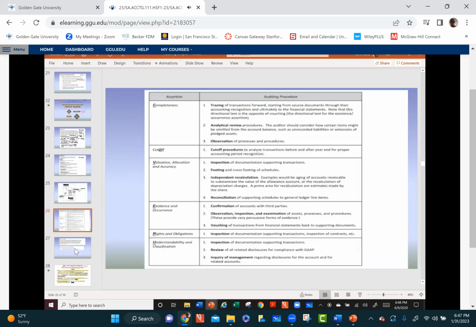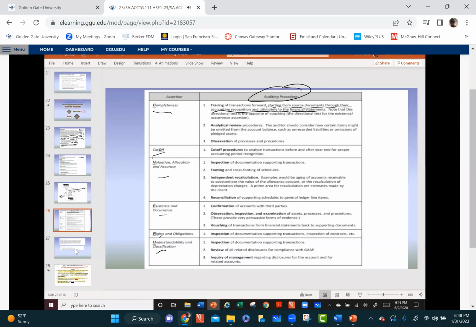Okay, now this slide is very helpful in that it lists the assertions. You see the assertions listed here, and then we have auditing procedures that would go along with these assertions, because remember, our audit procedures go by assertions. So notice for completeness, we say here, start from the source document and look to see that they were ultimately recorded in the financial statements. Okay, so that's what we did. We found that shipping document, we found the invoice, we took it back to the financial statements for completeness.